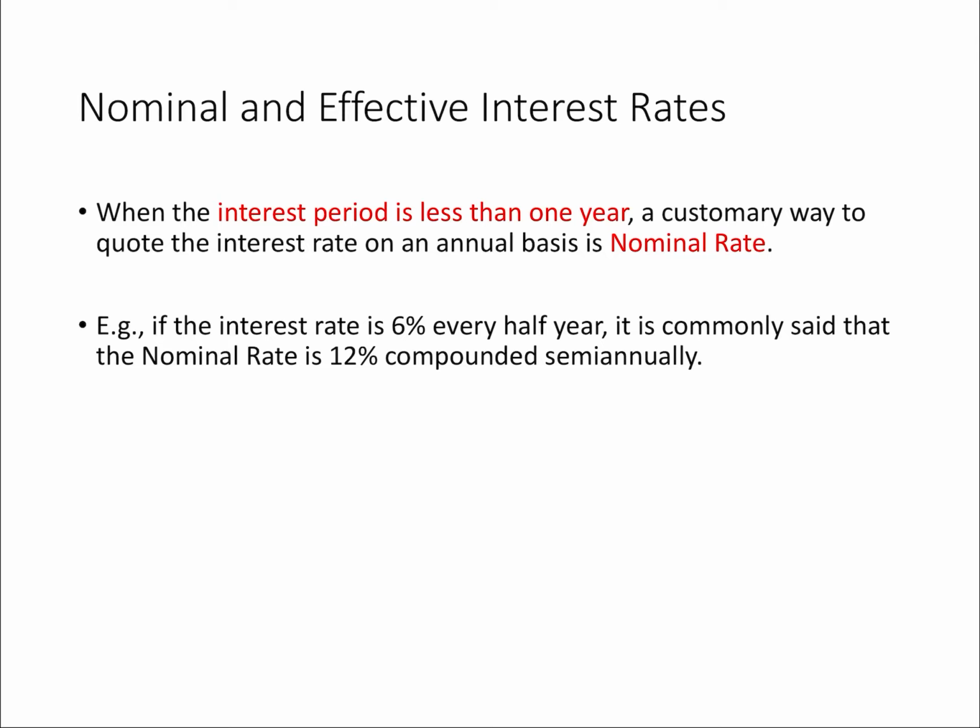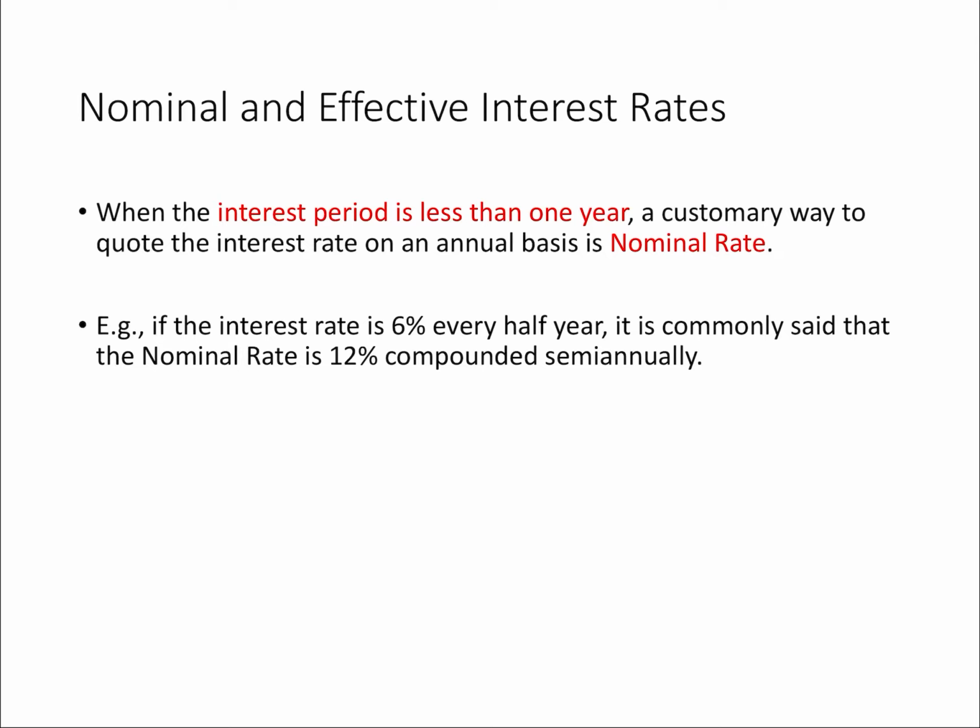That's the interest period. So if you compound your interest or calculate your interest every month, then your interest period is a month. And if you do the interest calculation every day, and then your interest period is a day. So if your interest period is not a year, it's less than 1 year, then a customary way to quote this interest rate on an annual basis is nominal rate, because everybody likes to say something on an annual basis.